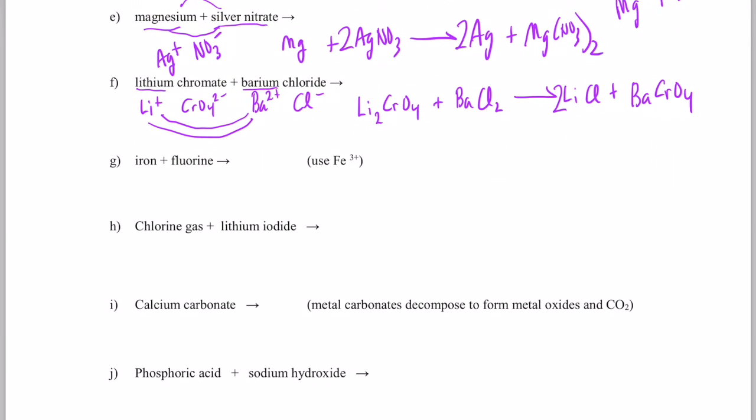All right, next one, letter G, iron and fluorine. And for the product, I want you to use iron 3 plus. So this is a synthesis reaction, kiddos. We have two elements, iron and fluorine. And we're going to make a compound here between the two. So iron is Fe, fluorine is a diatomic element, F2, and I said to use Fe3 plus, and fluorine is in group 17, so it's 1 negative, so I end up with FeF3.